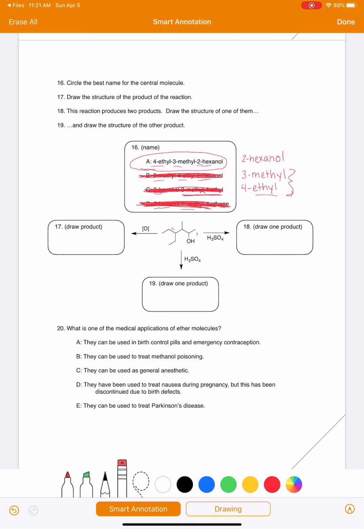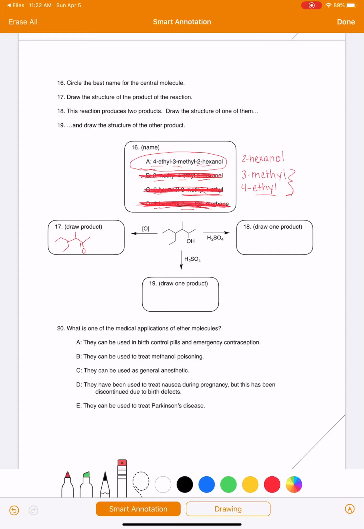The first reaction, number 17, looks like we're going to do an oxidation reaction. For this reaction, let's just start by redrawing the molecule exactly the way that it is. In this oxidation reaction, we convert a carbon-oxygen single bond to a carbon-oxygen double bond and remove the hydrogen from the OH. So there's that product.